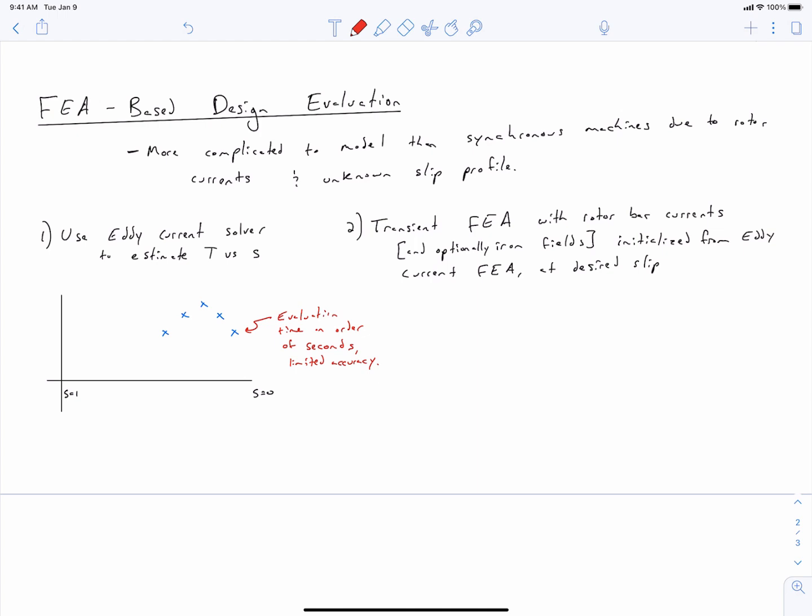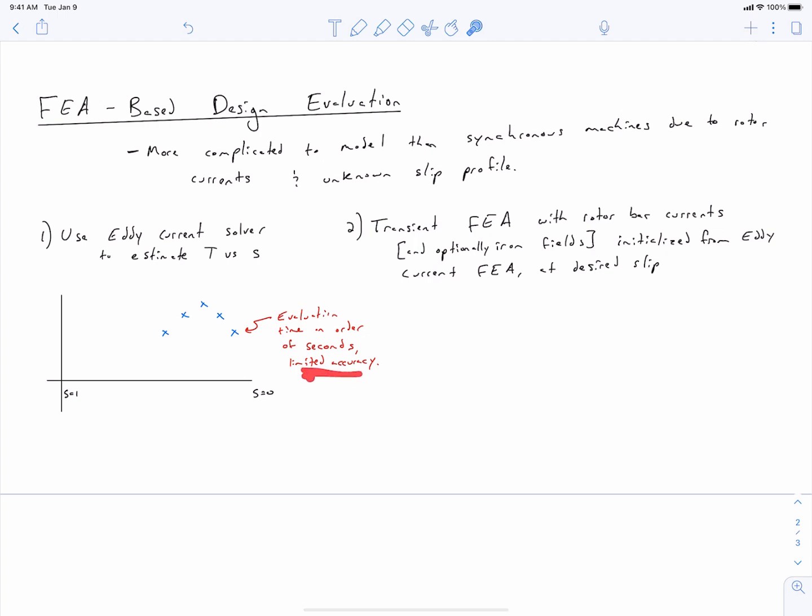So your rotor is held fixed at one position, you make a guess at what your slip frequency is going to be, you solve it and you figure out how much torque is on your rotor, and then you make another guess. So each of these points that I've sketched on here would correspond to a different solution. And this type of evaluation, if done in 2D, takes a few seconds, and so it's pretty quick.